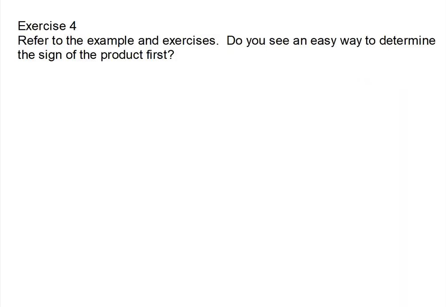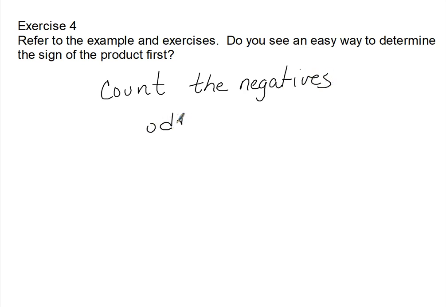Now, if we look back at the examples and exercises, do you see any way to determine the sign of a product first? Well, how can we tell just by looking at something if the answer is going to be positive or negative? We are actually going to count the signs, right? Count the negatives. So an odd number is negative. Again, and an even number is positive.